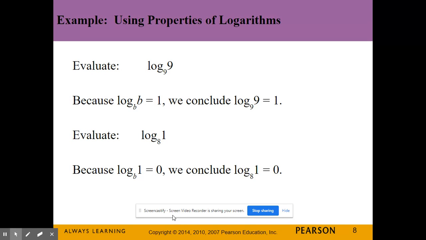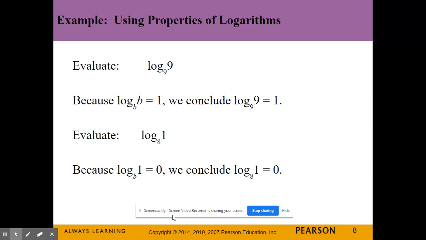Let's use those properties. Log base 9 of 9 is going to use that first property we just talked about. Because log base b of b equals 1, we can conclude that log base 9 of 9 equals 1. So log base 3 of 3 is 1, log base 10 of 10 is 1. If those numbers are the same, it evaluates to 1.